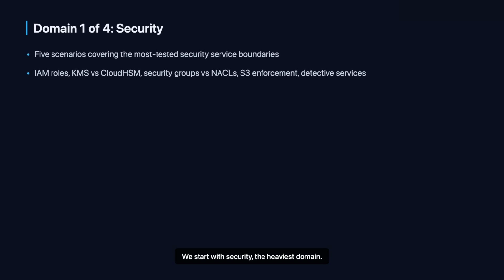We start with security, the heaviest domain. 5 scenarios ahead, and each one lands on a service boundary the exam leans on constantly. IAM roles, KMS versus CloudHSM, security groups versus network ACLs, S3 encryption enforcement, and picking the right detective service.